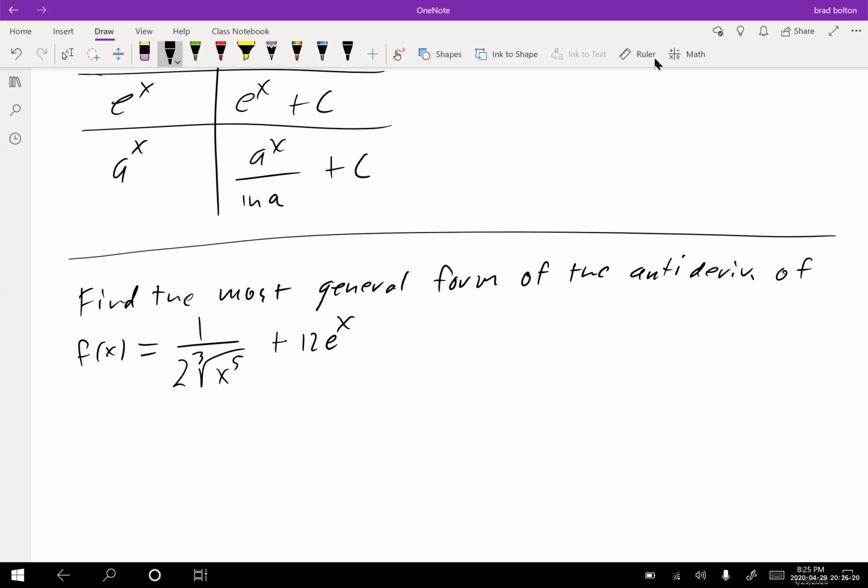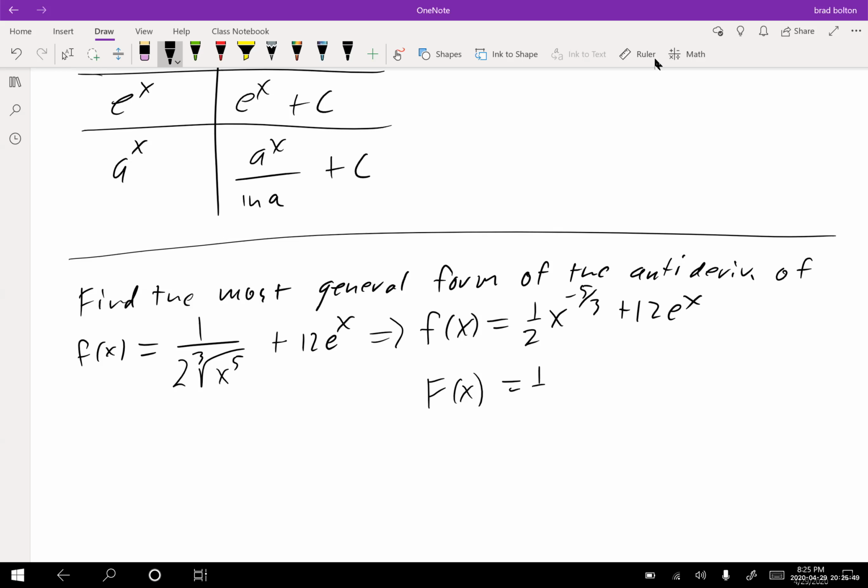So the first thing you guys know in general is we have to write f of x as exponents. So 1/2 x to the negative 5/3 plus 12e to the x. Okay, so this is what my f of x is. So then capital F of x, or my antiderivative, will be, now again, with derivatives, we would take the power and put it in front and then reduce the power by 1.